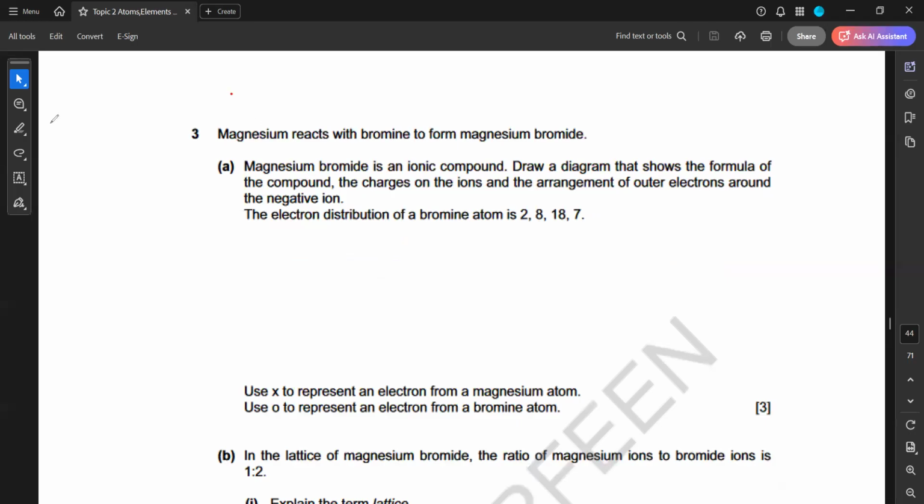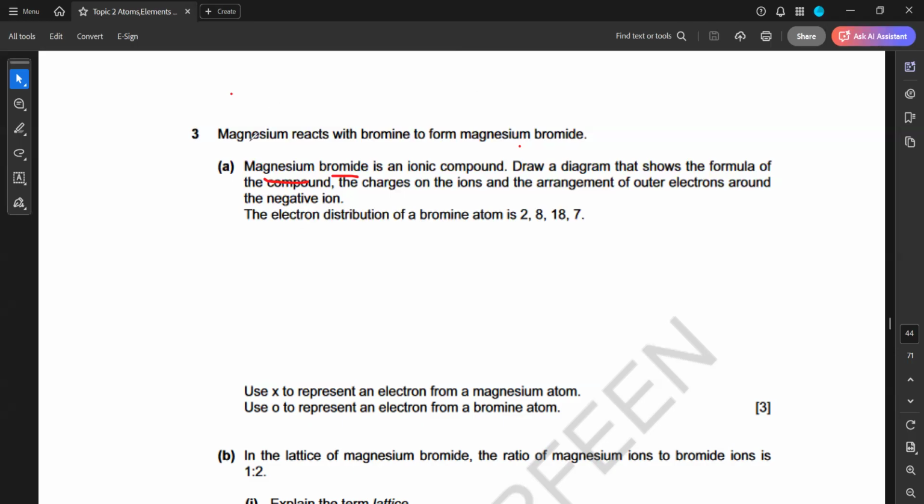In this question, page number 44, magnesium reacts with bromine to form magnesium bromide. Magnesium bromide is a compound which is formed, and it is an ionic compound. Draw a diagram to show the formula of the compound, the charges of the ions, and the arrangement of only outer electrons around the negative ion. The distribution of bromide is 2, 8, 18, and 7.